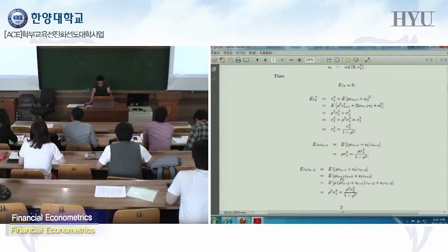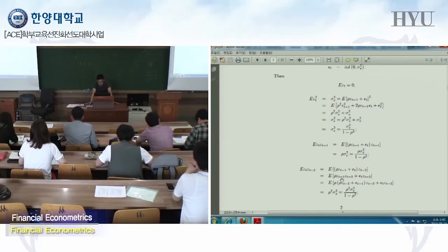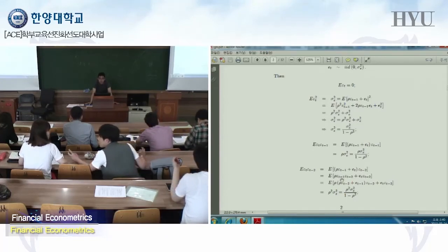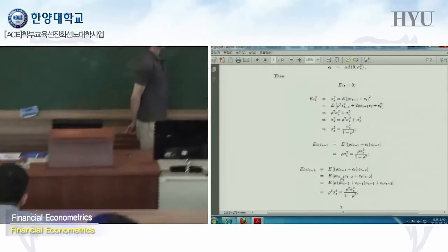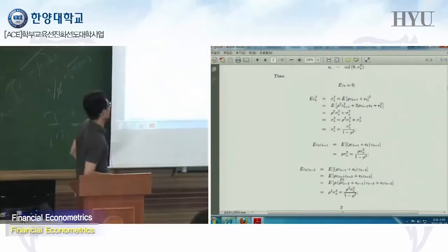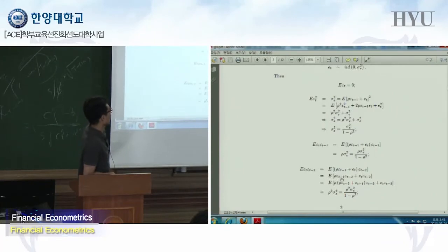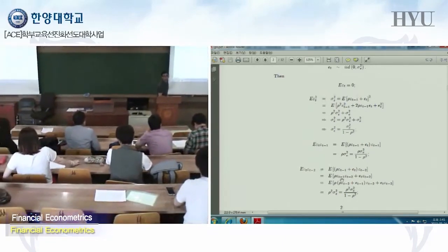And likewise, the expectation of epsilon t and epsilon t minus 1, the covariance between those two. Again, the mean of epsilon t and the mean of epsilon t minus 1 are all 0, right? So the covariance between epsilon t and epsilon t minus 2 is the expectation of (rho epsilon t minus 1 plus e t) times epsilon t minus 2. This is equal to the expectation of rho epsilon t minus 1 epsilon t minus 2 plus e t epsilon t minus 2, right?